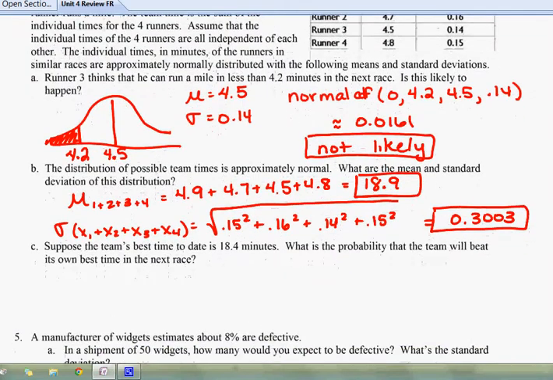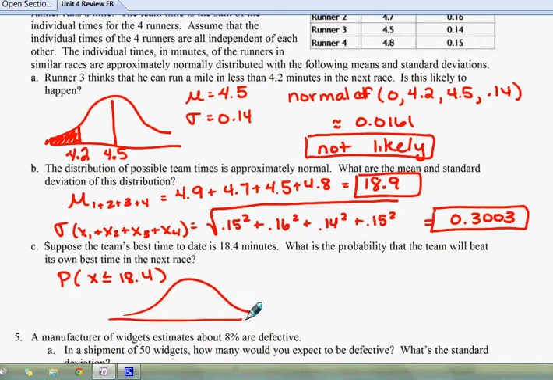Now, for the last problem, on number 4, suppose the team's best time to date is 18.4 minutes. What's the probability you'll beat the time? Well, you beat the time if the value is less than or equal to 18.4. So looking at a normal model where the mean is again that 18.9, the standard deviation is 0.3003, you beat the time if you are faster than 18.4.